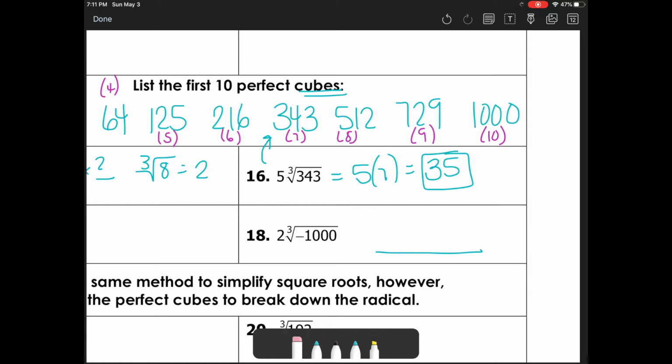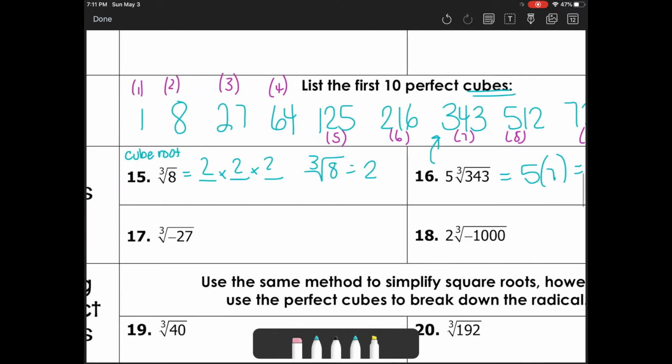The cube root of 1 could be positive 1 or negative 1. The cube root of 8 could be positive 2 or negative 2.